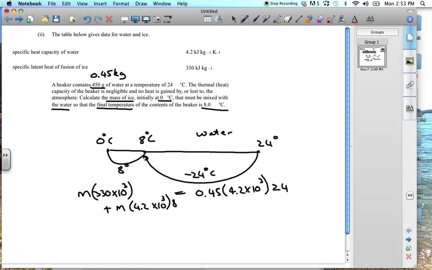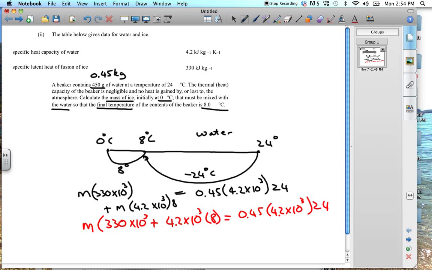And that will equal. So I can factorize the mass out and I get 330 times 10 to the 3 plus 4.2 times 10 to the 3 times 8, equal to this value over here, 0.45 times 4.2 times 10 to the 3 times 24. And obviously I'm just going to take this value over here and put it under there, and I'll divide it by that value and I'll get my mass.